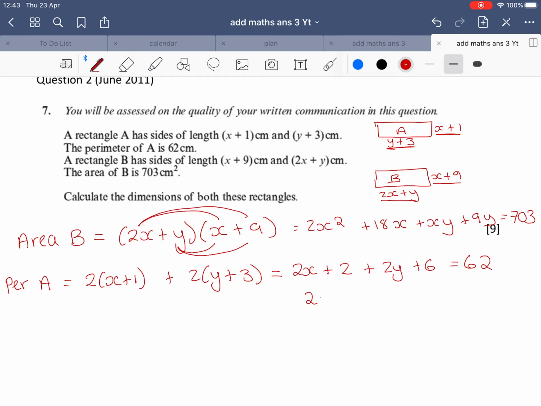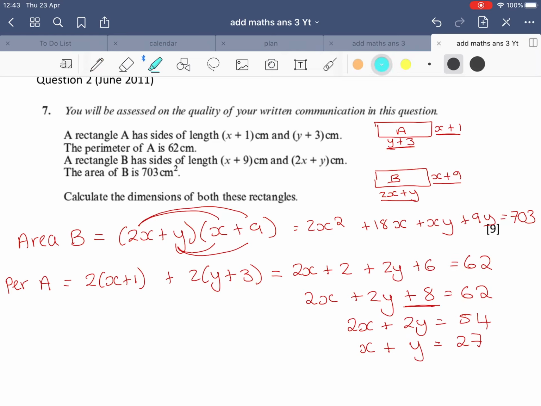Just going to simplify that a little. So we've still got our 2x, still got our 2y, this is plus 8, and that equals 62. Going to simplify it again just by taking away 8 from both sides. So I'll have 2x plus 2y equals 54. And you can tell what I'm going to do now is I'm going to just half all my numbers. So I'm going to half my 2, that's 1, half my 2 again, that's 1, half my 54, that's 27.